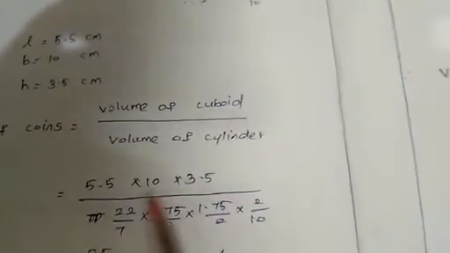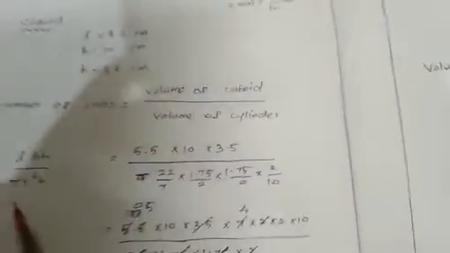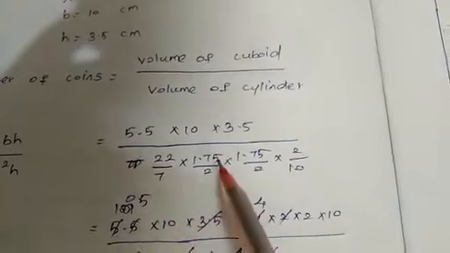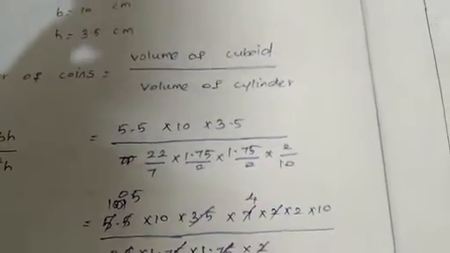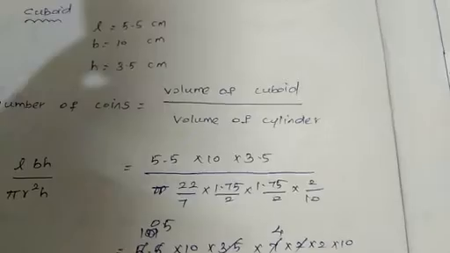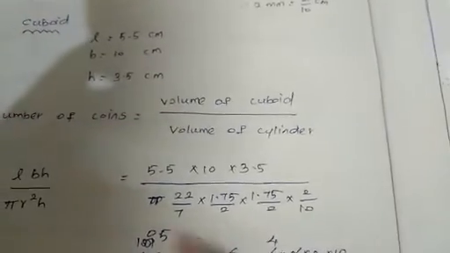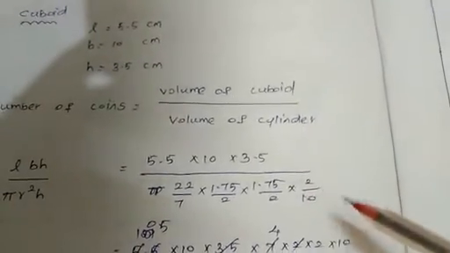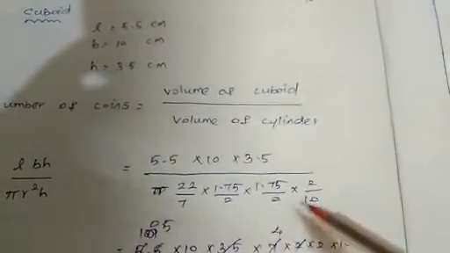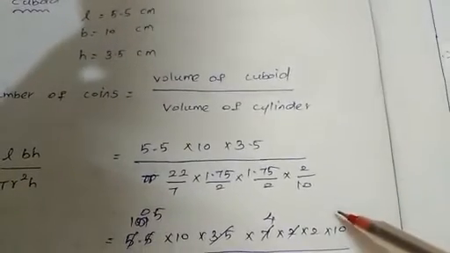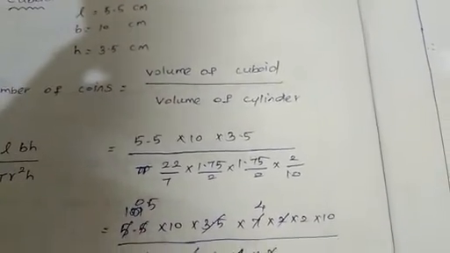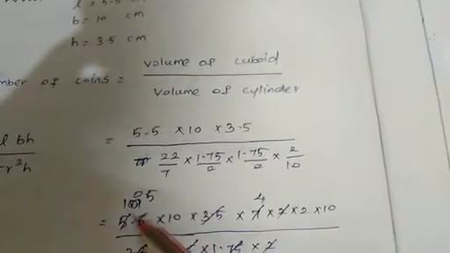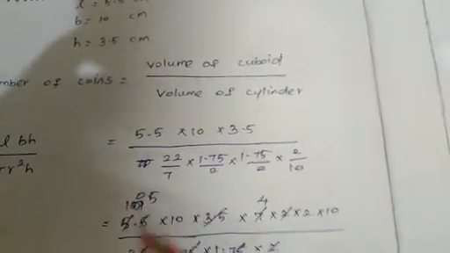So 5.5, 10, 3.5 are given as l, b, h. Here pi r squared value is 22 divided by 7, into 1.75 by 2, into 1.75 by 2, into 2 by 10. Here 7 we can convert into the numerator, and 2, 10 also we can convert into the numerator. Here 22 and 5.5 we can cancel by 11. So 2 here, just be careful, 0.5.